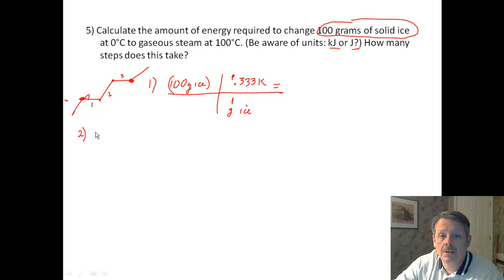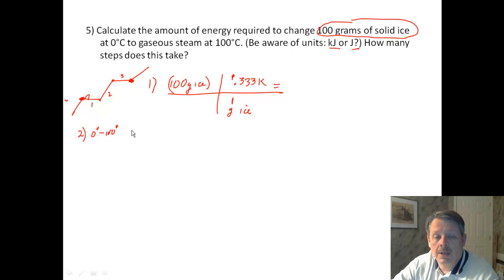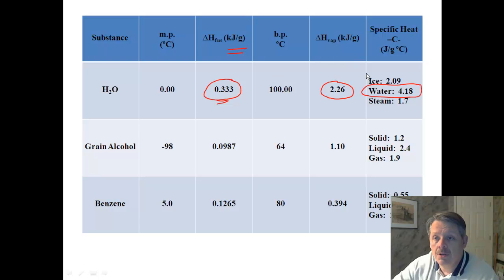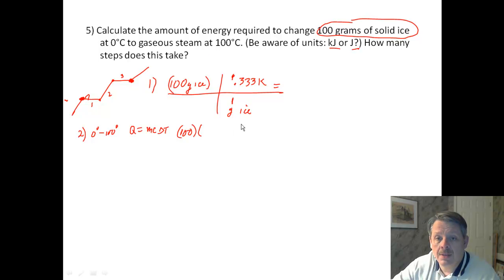So for our second number, we are going from 0 degrees up to 100 degrees. So instead of melting, now we're looking at actually changing our temperature. So Q is equal to mc delta T. Right? So we can do our M, which is 100 grams. It hasn't changed. And our specific heat is 4.18. It's over here. And that's joules per gram degree centigrade. So that's 4.18. So I have to multiply by degrees centigrade, which is 100 degrees. Right? And that's going to give me an answer.